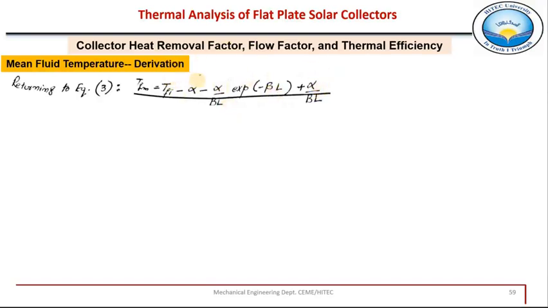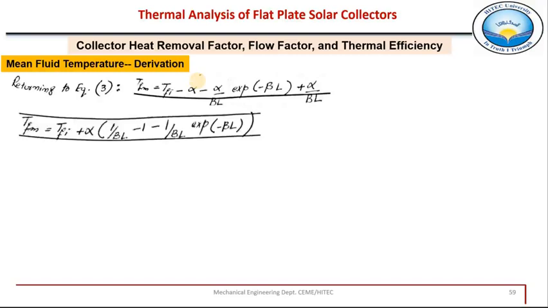So here we shall now further, by putting the values of alpha and beta, we shall have the desired form of TFM. So here we shall further simplify this equation. Alpha is taken common from these three terms. So this alpha is taken common into 1 over BL minus 1 minus 1 over BL exponent of minus BL.